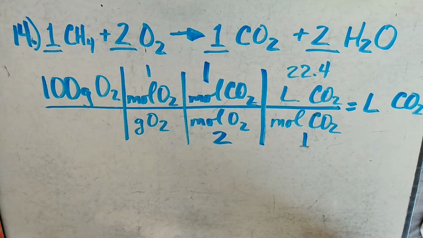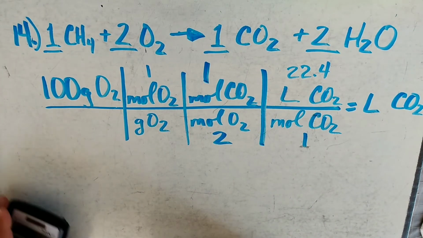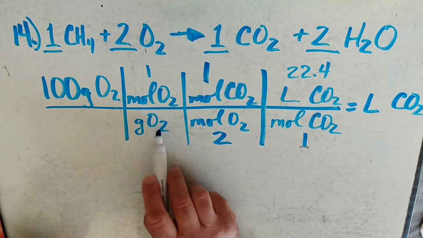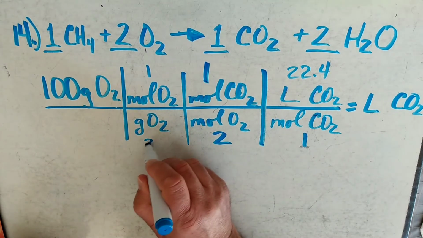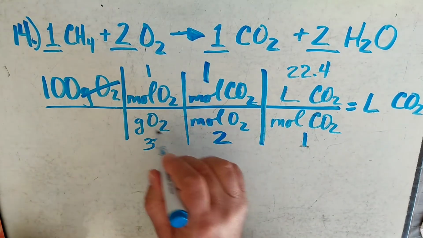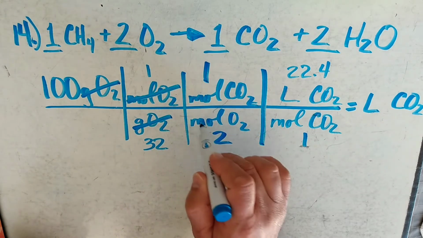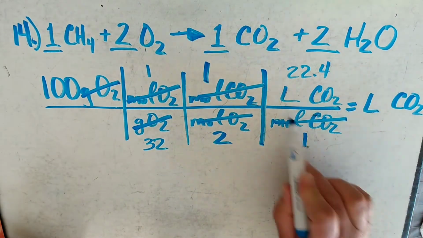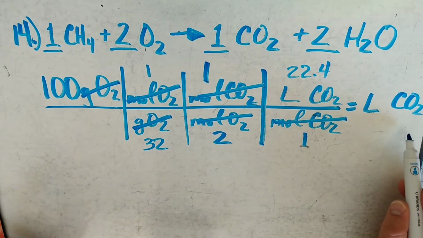Now, oxygen. We need to look up on our periodic table the mass for oxygen, which is 16, but we have 2 of them because this is a diatomic molecule, so it really is 32. Grams of oxygen cancel, moles of oxygen cancel, moles of carbon dioxide cancel. We're left with liters of carbon dioxide, which is exactly what we want.